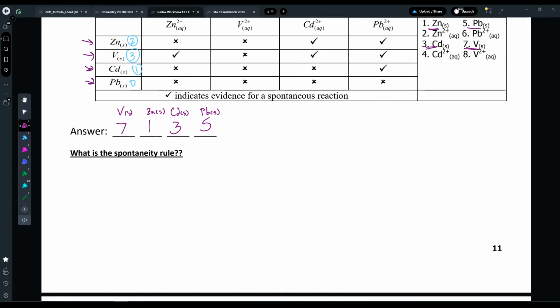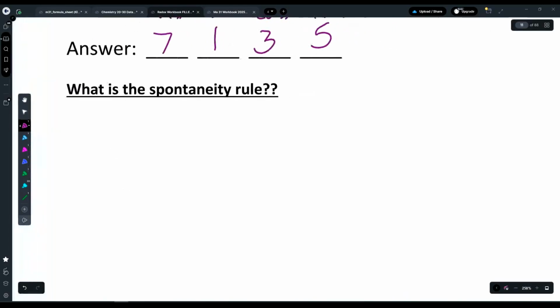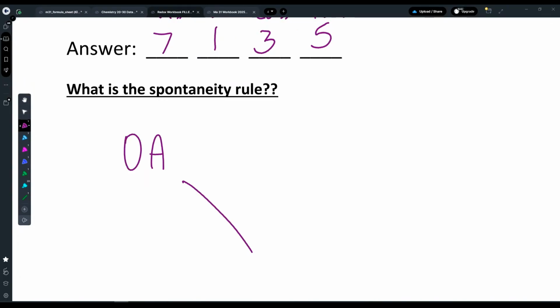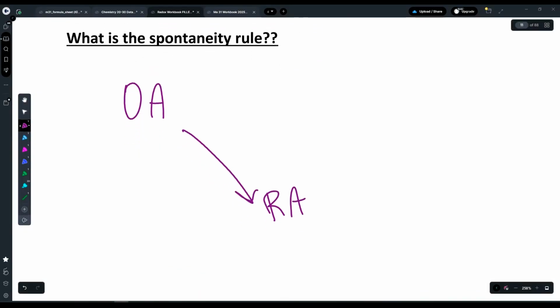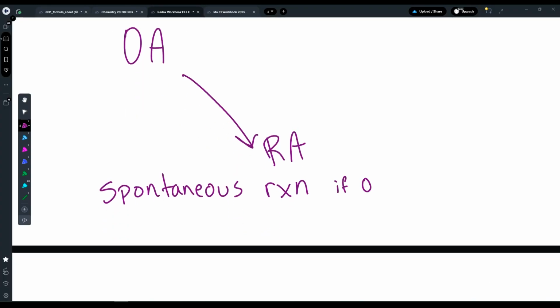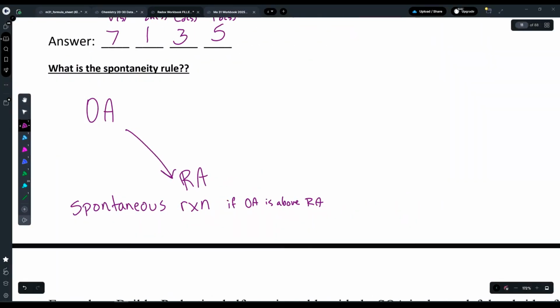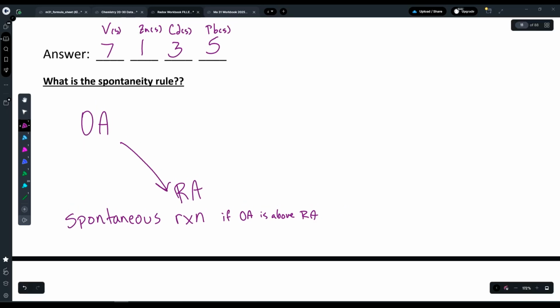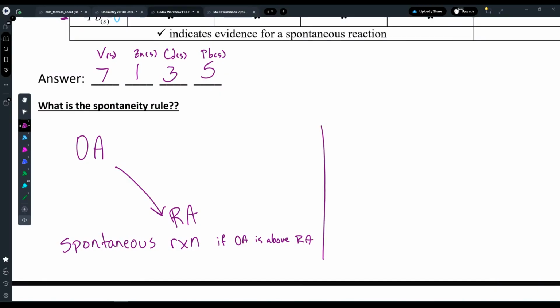Okay, and to wrap this up, what is the spontaneity rule? So that's the rule that says if your OA is above your RA, you will have a spontaneous reaction. RXN is just my shorthand for reaction. If OA is above RA in the redox table, okay, that's what it's referring to. Meanwhile, if you have your OA below your RA, you're going to have a non-spontaneous reaction.